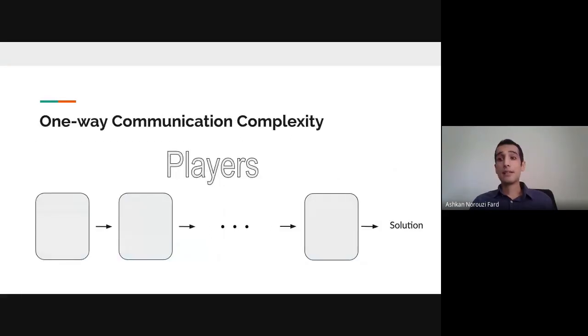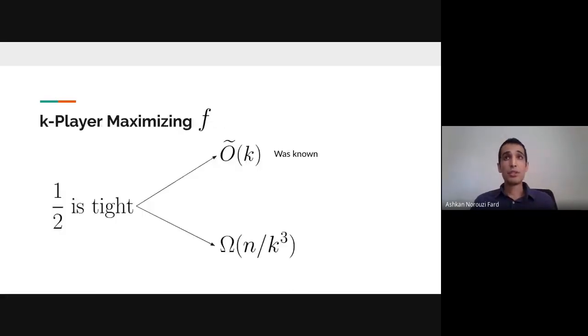In order to get the result for the streaming setting, we generalize our techniques to the p-player setting. So what's the p-player setting? Again, we have p players, P1 to Pp, for example, and each of them will send a message to the next one. Again, it's one way, so the first player sends to the second one, second to the third one, and the final player should output the solution. We show that 1/2 is tight in this setting as well.